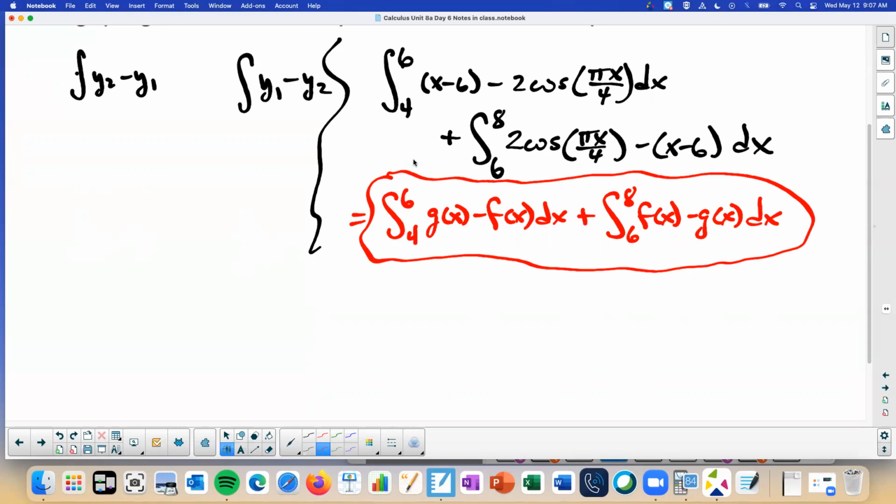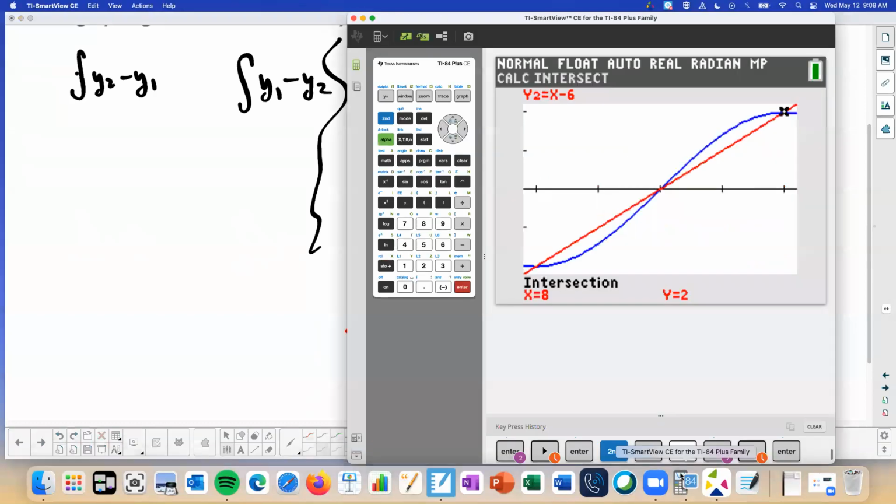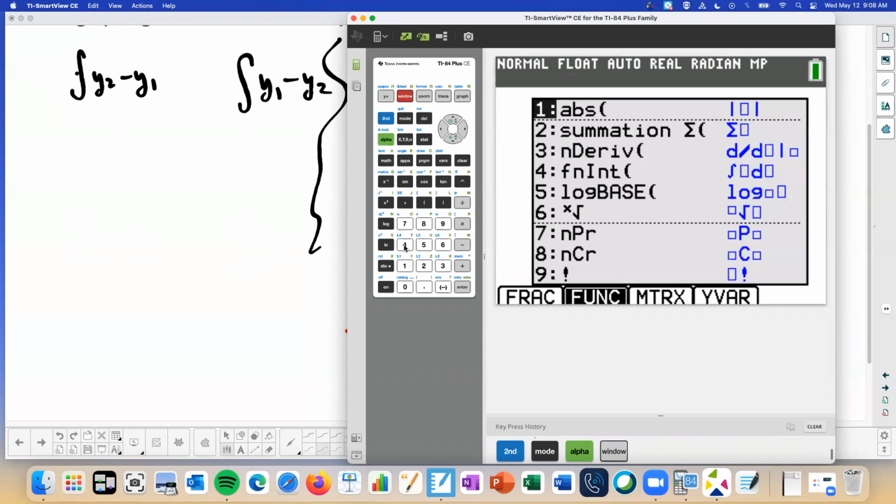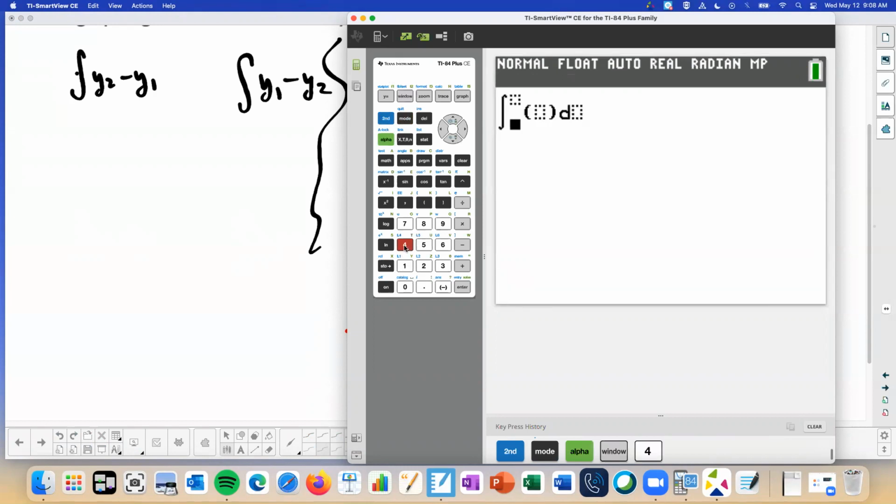Okay, on the calculator, because that's where our goal here is to use the calculator to find this answer. So I'm going to quit to go to the main screen. I'm going to do alpha window to bring up the integral symbol. My first one was 4 to 6. Now, instead of me typing the full equation, I already have it stored on the calculator as y1 and y2.